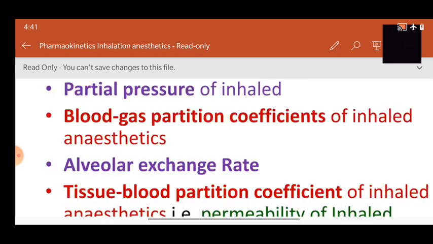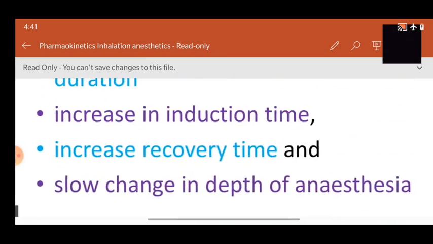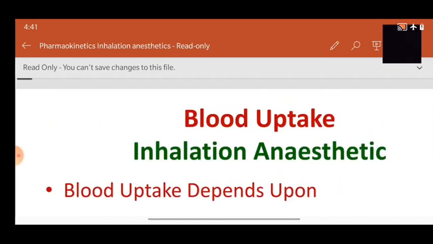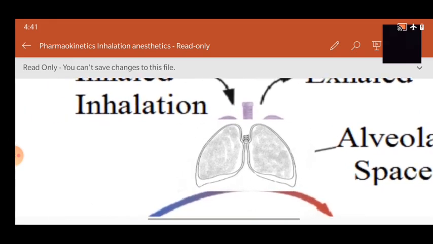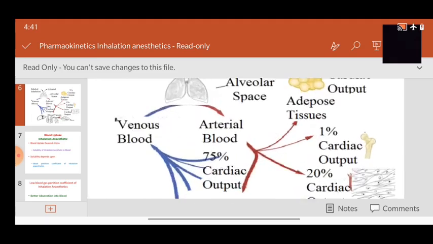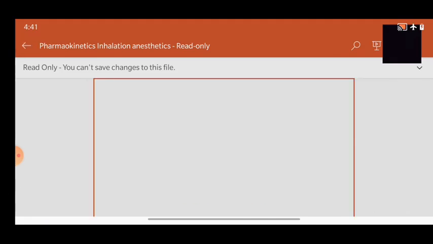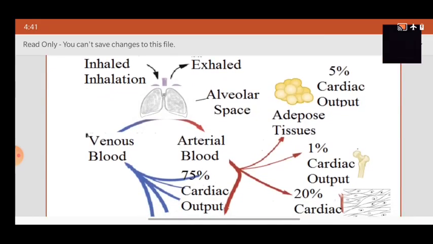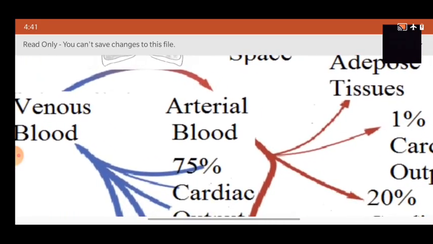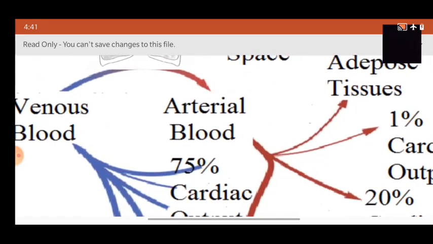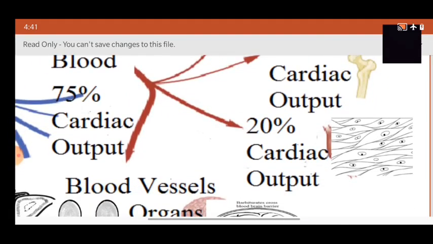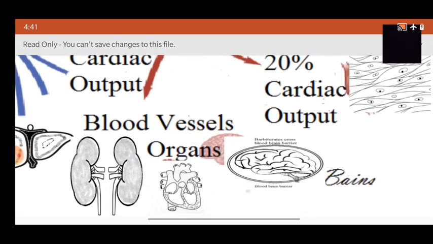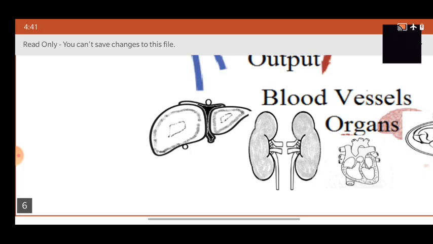Now we will try to understand all these processes, all of ADME, through a diagram, and this is here. Inhalation anesthetic will enter into the lungs. From the lungs it will enter into the alveolar space, and from the alveolar space it will enter into the arterial blood, meaning blood circulation. From blood circulation it will get distributed to various organs like adipose tissues, skeletal muscles, cardiac muscles, brain, and other vital organs of the body like liver, kidney, and heart.